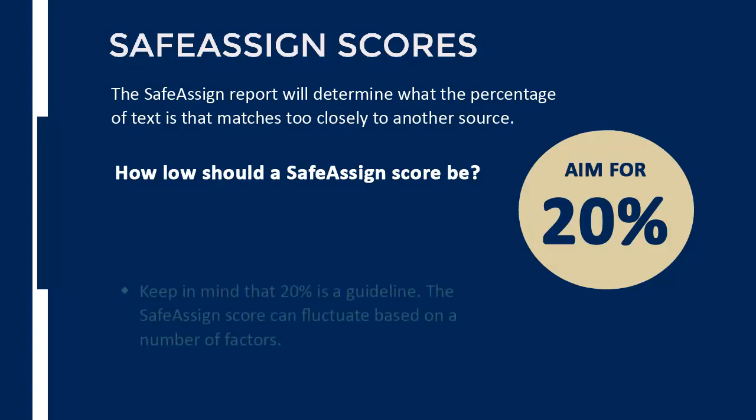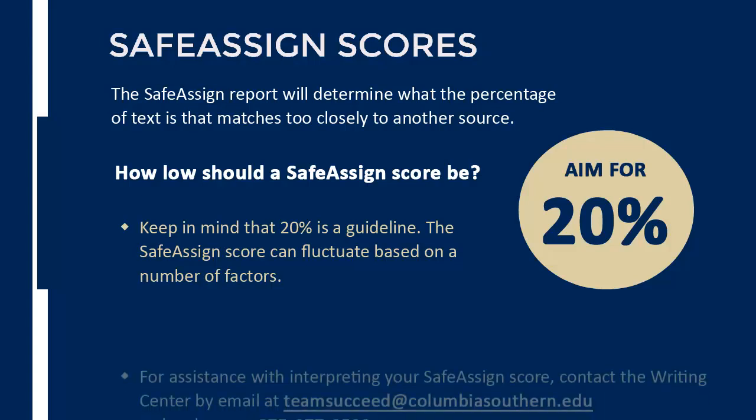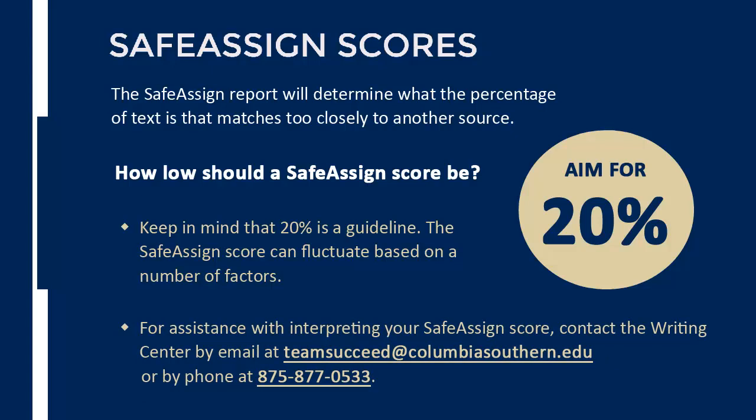However, keep in mind that this is a guideline. Depending on the length of your paper, the type of assignment, and the number of references used, your score might fluctuate. If you receive a SafeAssign score and are unsure whether it's within the acceptable limits, please reach out to the Writing Center by email at teamsucceed@columbiasouthern.edu or by phone at 875-877-0533. We'll be happy to help you interpret your report.